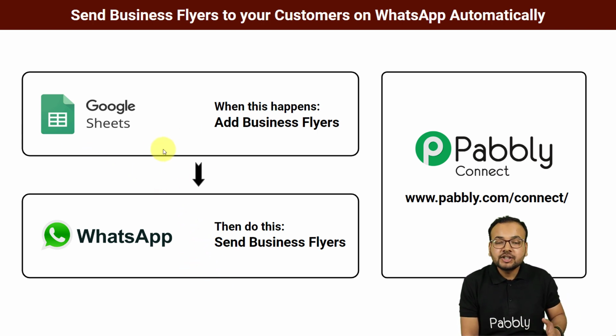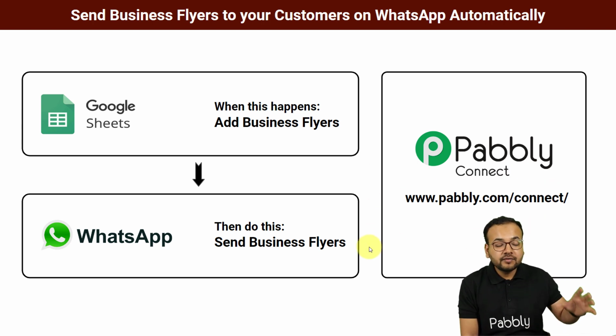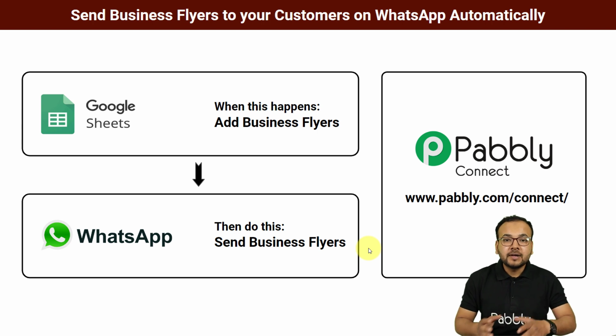And in place of Google Sheets, if you want to use any other spreadsheet application, you can use that also. And to make this happen, we are using Pabbly Connect, which is an integration and automation tool. And guys, the beauty of this automation is you can set up this automation without any coding skills and programming knowledge. So anyone can do this. So now let's set up this automation together.